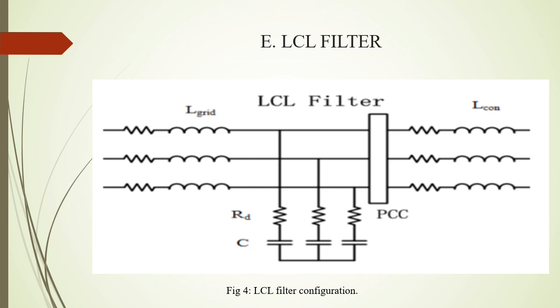This LCL filter is connected between the source and inverter. The filter carries out the function of filtering out current harmonics, which creates a balance between the source and inverter. An LCL filter is a third order low pass filter, which provides good harmonic attenuation and a small filter size.